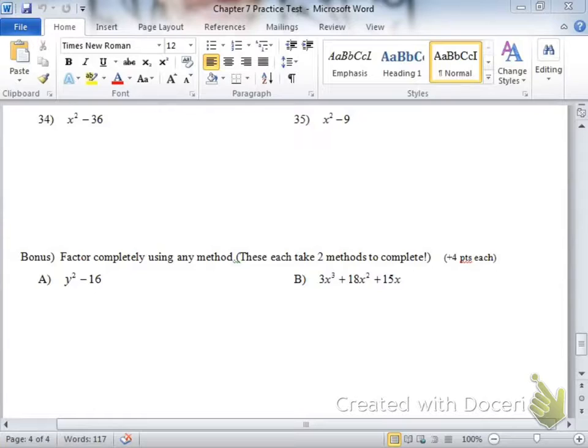Okay, so the way A is written on your practice one, you can do that. It's y plus 4, y minus 4. But that's not really a bonus type question. So actually, I'm going to show you what it would look like if it was y to the 4th. So please change yours to y to the 4th. These are bonuses because you can do 2 methods on each problem.